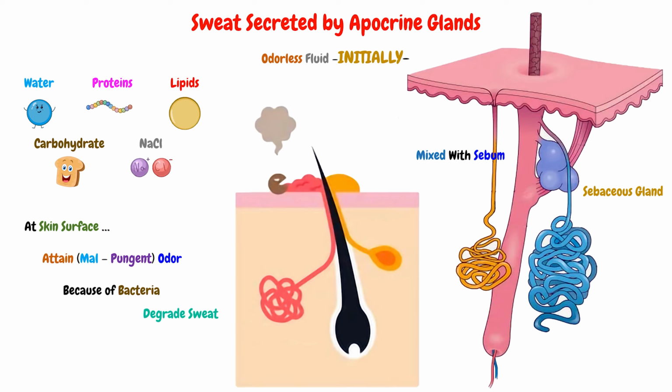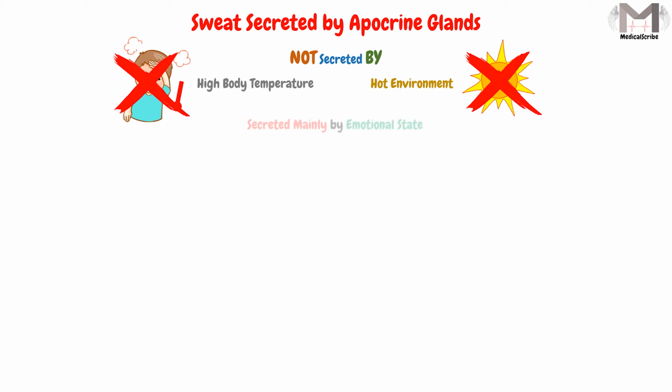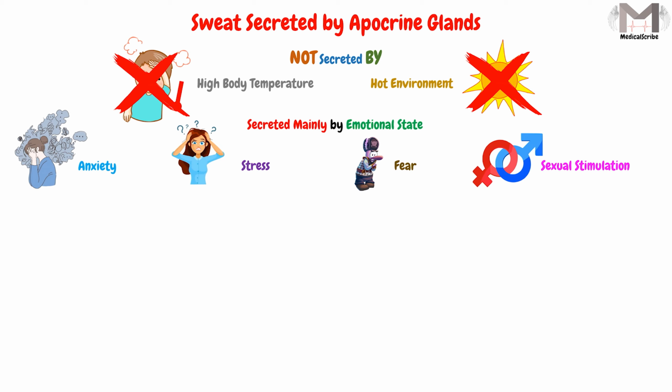Alright, now we have to know that the sweat which is secreted by these apocrine glands will not be secreted in response to high body temperature or a hot environment like the eccrine glands. Here, the sweat will be secreted mainly because of the emotional state of the person, such as anxiety, stress, fear, and sexual stimulation. Because of that, the main functions of this sweat are not fully known, but they found that the sweat will perform two functions.